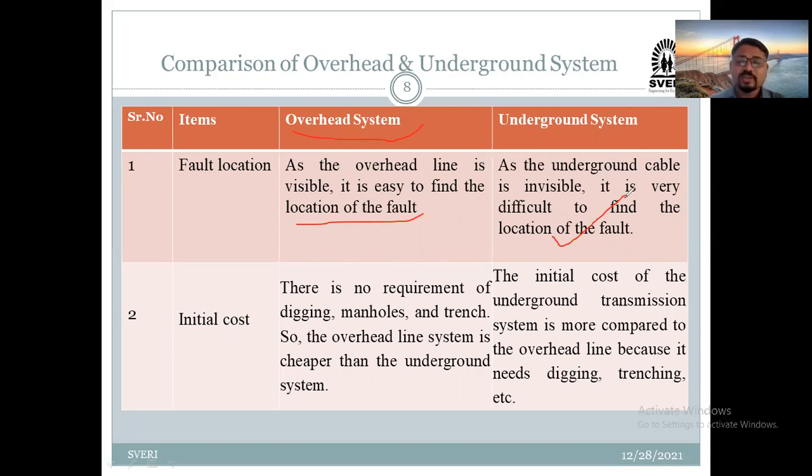Okay. Yes, sir. Now what is my second point? Second point of comparison is initial cost. ओके, म्हणजे स्टार्टिंगला जी काय कॉस्ट लागते, that is nothing but the initial cost. So see, there is a no requirement of digging or manholes or trench. आता बघा, जर तुम्ही अंडरग्राउंड सिस्टीम एस्टॅब्लिश करायला गेला, whenever you are going to establish any underground system, at that time digging must be necessary. म्हणजे तुम्हाला ते ऑब्व्हियसली खोदावं तर लागणारच आहे. ओके, तरच तुम्ही ते अंडरग्राउंड करू शकताय.